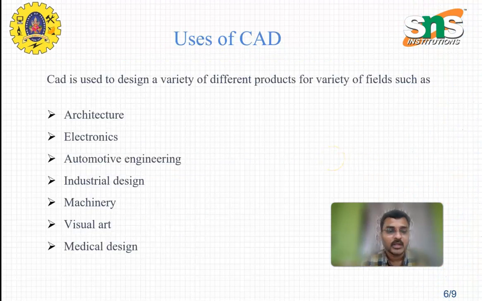Use of CAD: these are some of the products or places where we use CAD. Architects use CAD tools more to make designs for building structures, frames or infrastructure. Electronics is very important; in many electronics CAD design is used. In automotive engineering, on all automobiles, design software is used for making the design of the differential unit and other things. Also industrial design, machinery, visual art, and even in medicine it can be used very effectively.